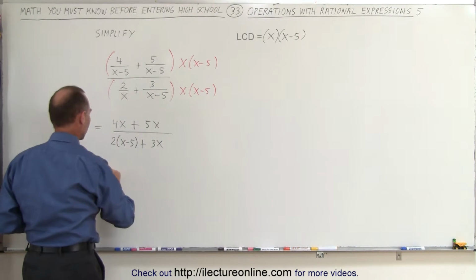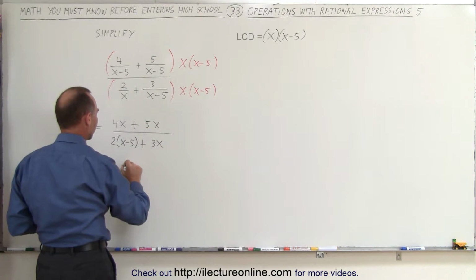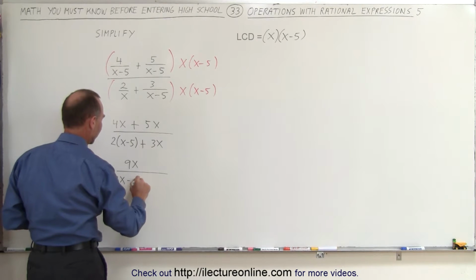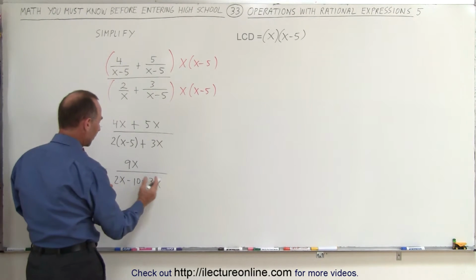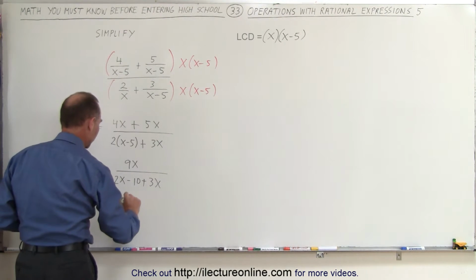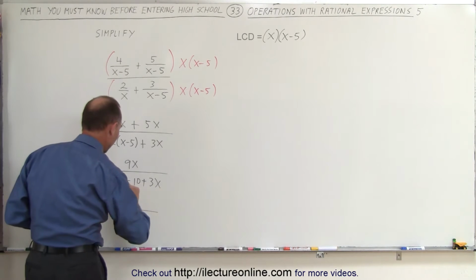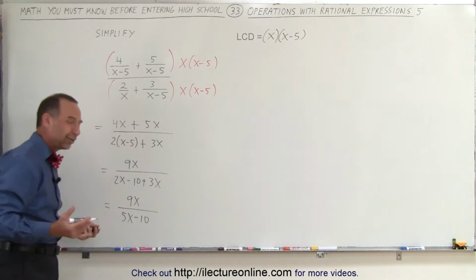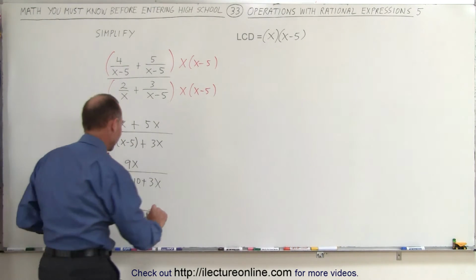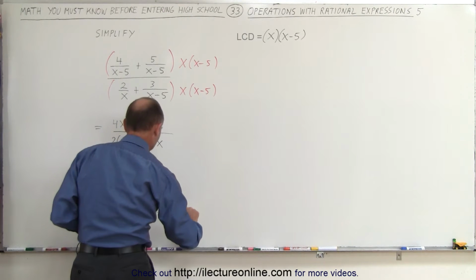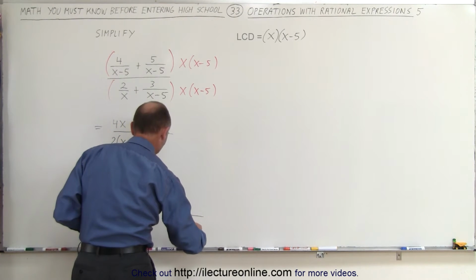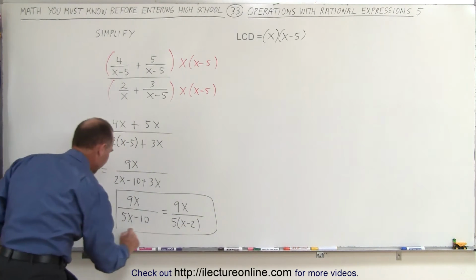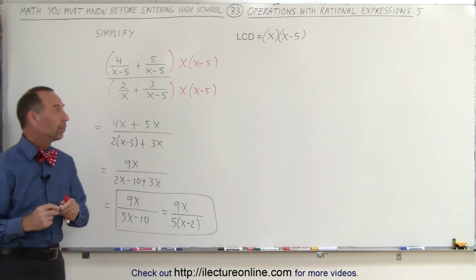So this becomes equal to 4x plus 5x, which is 9x, in the numerator, divided by 2 times x minus 10 plus 3x. And then we combine like terms in the denominator. So this becomes 9x divided by 2x plus 3x, which is 5x, minus 10. We could factor out a 5 in the denominator. We could potentially write this as 9x divided by 5 times x minus 2, if you prefer that, but either answer would be correct. So you can see that this is actually quite simple to simplify.